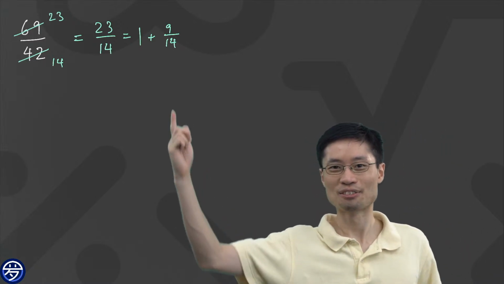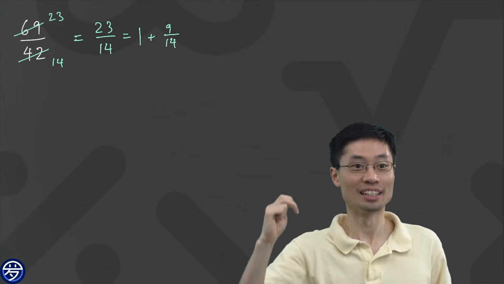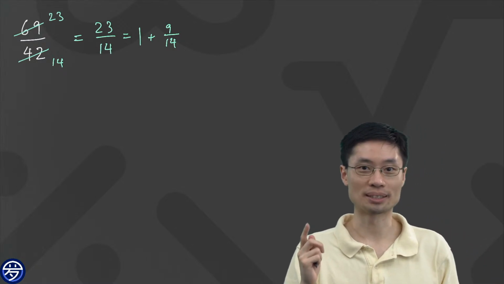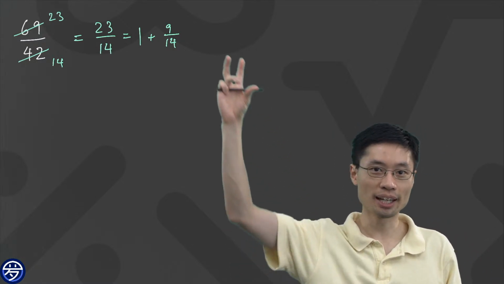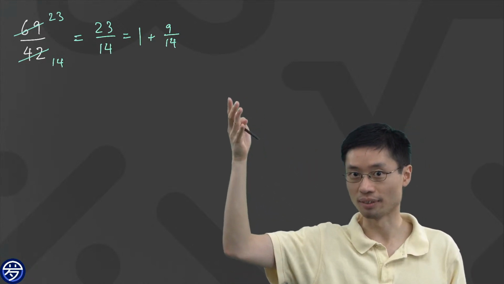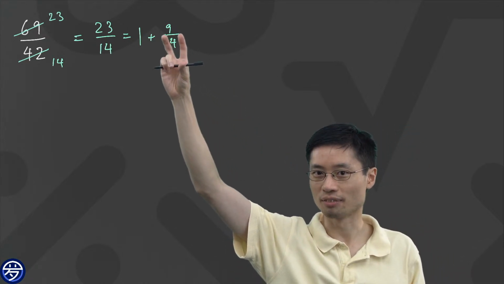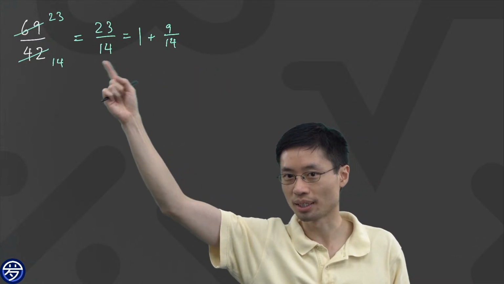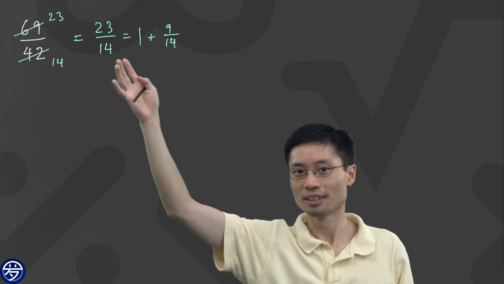Now is that right? 14 plus 9. Yeah, 23. Do you know how I knew it couldn't be 1 plus 8 over 14? It's because 8 over 14 would have simplified, because they're both even. It would be bad if that one simplifies and this one doesn't. You see, there's something here.